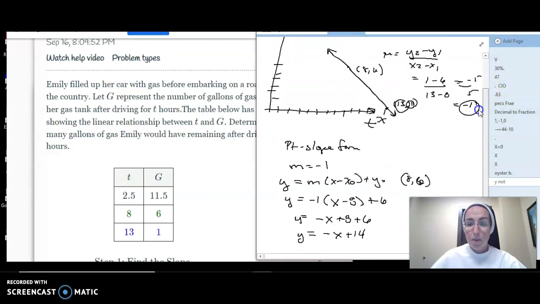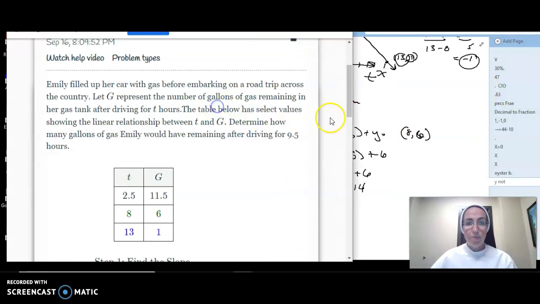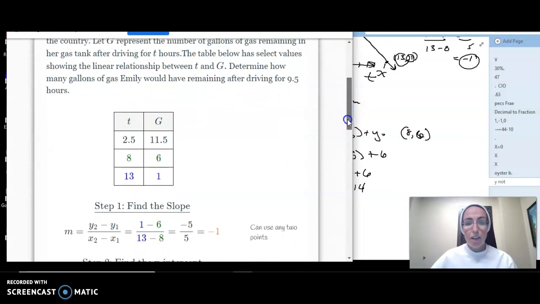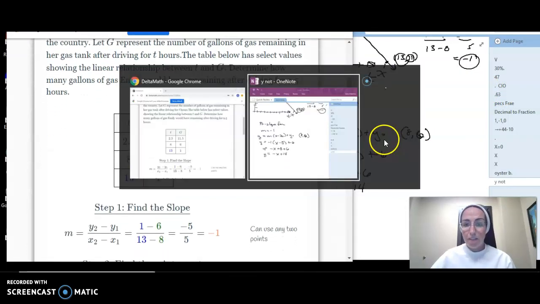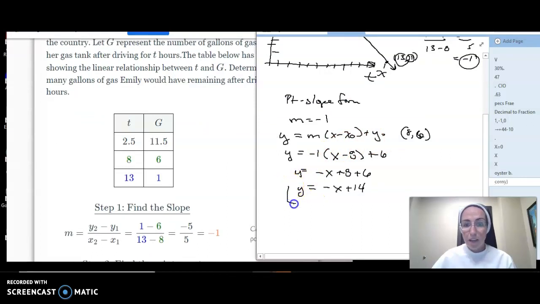Okay, now we're in a great position to be able to answer a question. We want to know how many gallons she'll have remaining after driving for 9.5 hours. Well, great. We actually have our equation that we can plug 9.5 into. Because it's hours, that means it's going to be our x variable. So we'll just plug in negative 9.5 plus 14, which gives us 5.5.